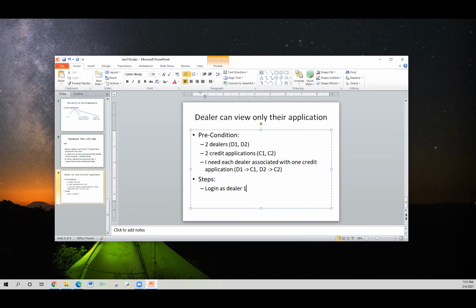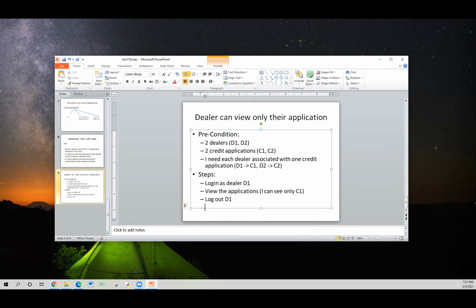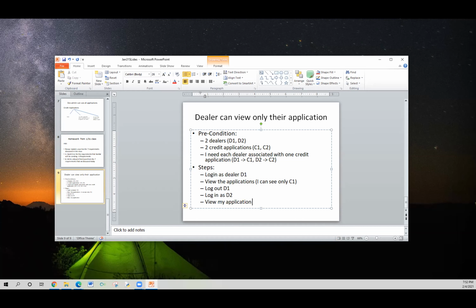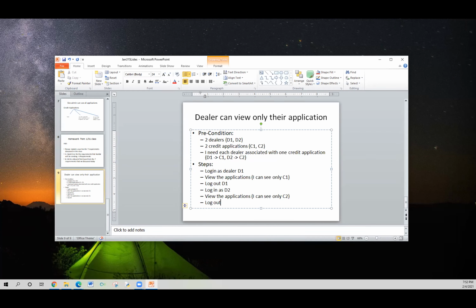I'm going to log in as dealer one. Then I'm going to view the applications. What should I see? I can see only C1. Then I log out as D1, log in as D2, and view the applications. I should use the consistent word, view the applications. Here I can see only C2. So think about it. These are the 6 logical steps that I needed.